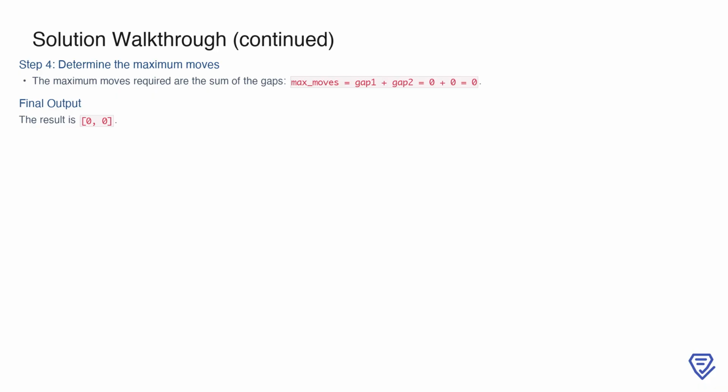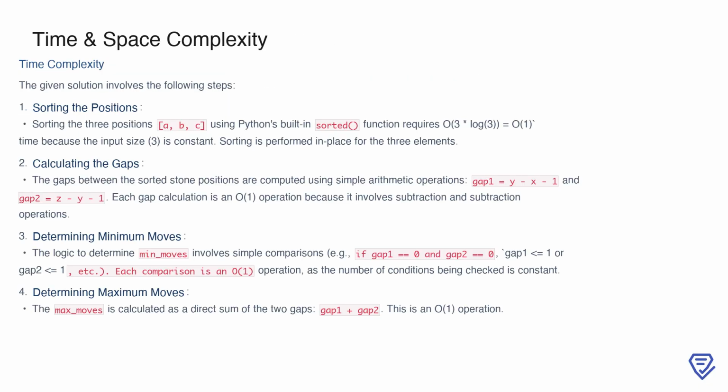configurations of stone positions. The time complexity of the solution involves several constant time operations. First, sorting the three stone positions, A, B, C, using Python's built-in sorted function is efficient because the input size is fixed at 3 elements. Sorting 3 items takes 3 * log 3 time, but since this is a constant value, it simplifies to O(1).